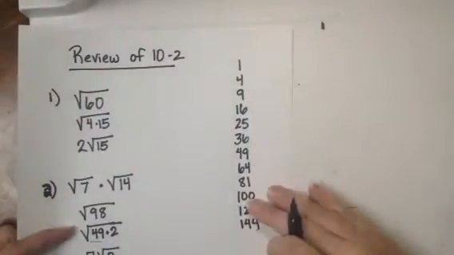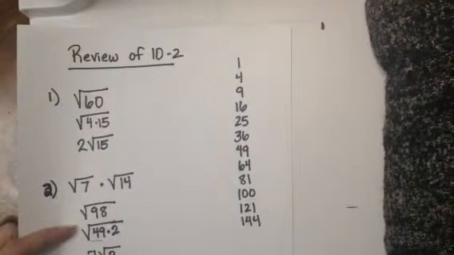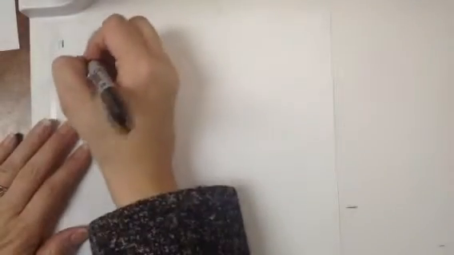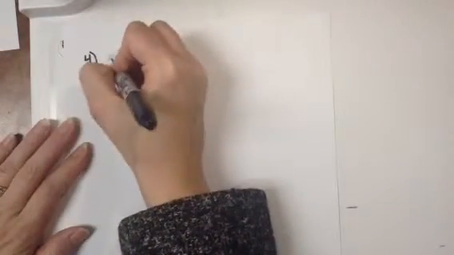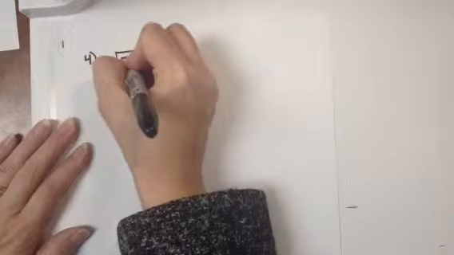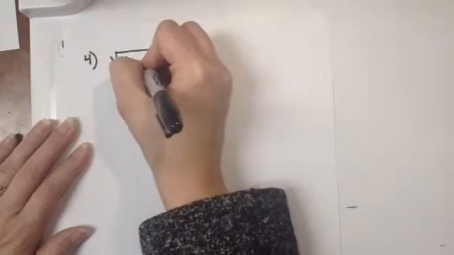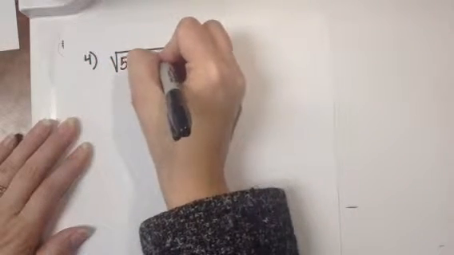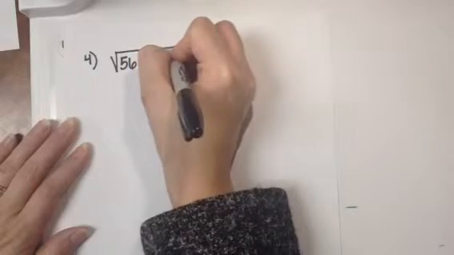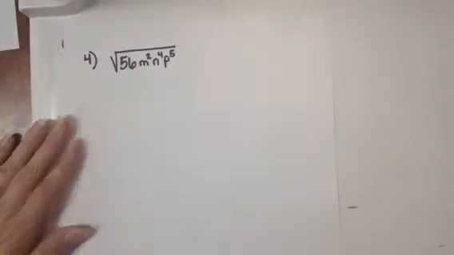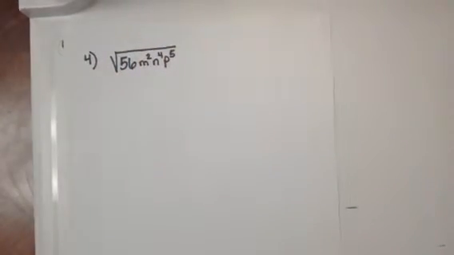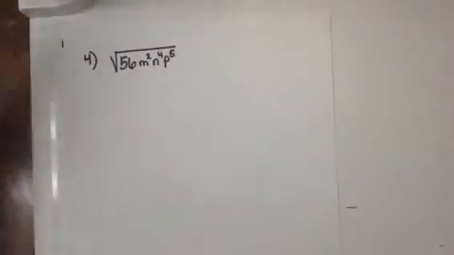Alright, hopefully you have these perfect squares listed. I'm going to switch papers. Okay, let's do another example from 10.2. This is example number 4. Square root of 56, m to the second, n to the fourth, p to the fifth. So this one we still have to break down the 56 using our perfect squares list.